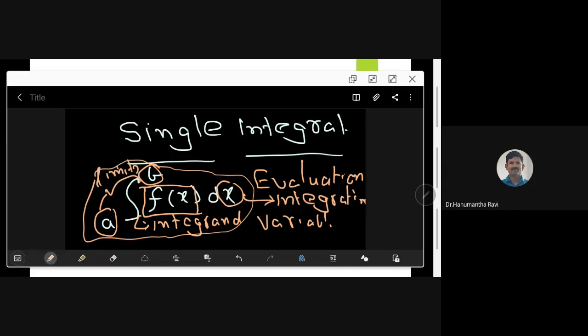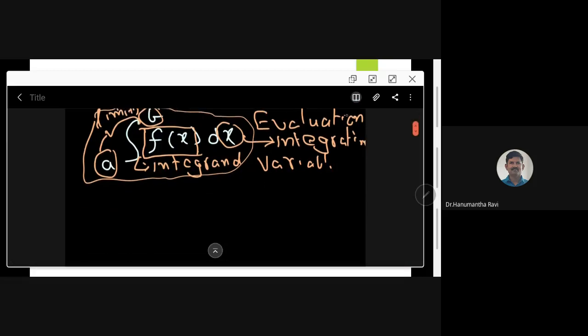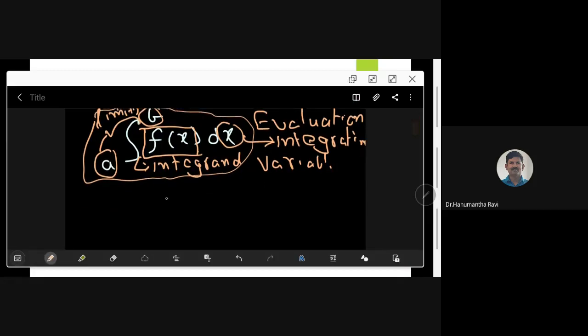What we mean by limits here is that the integrating variable varies between a and b. That is the meaning of limits. So the variable x varies from a to b. X lies between a and b. That is the meaning here.